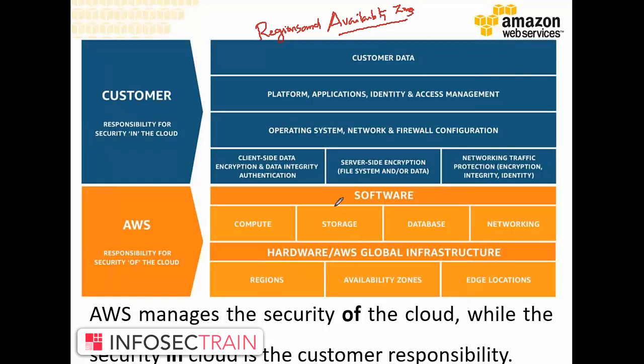So region means it can be the geographic location. Inside the region, we have something called availability zones. For example, this is availability zone 1, availability zone 2, availability zone 3. Likewise, we have multiple availability zones. So now you know what a region is, right? A region is a geographic location, and inside the region we have multiple data centers, which we can call availability zones.